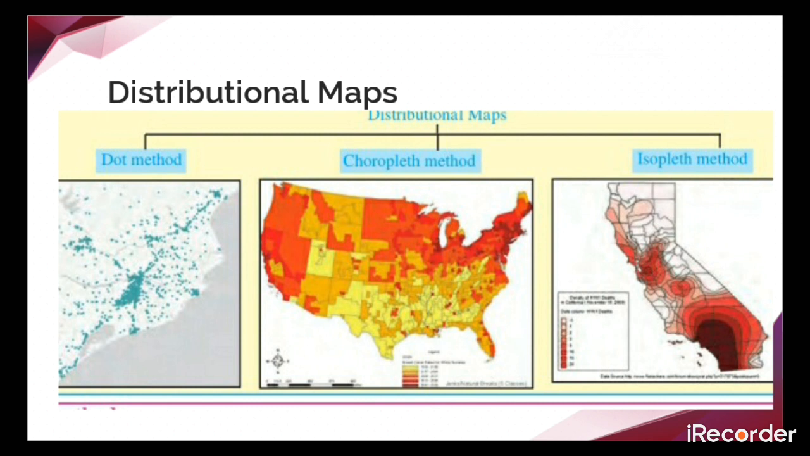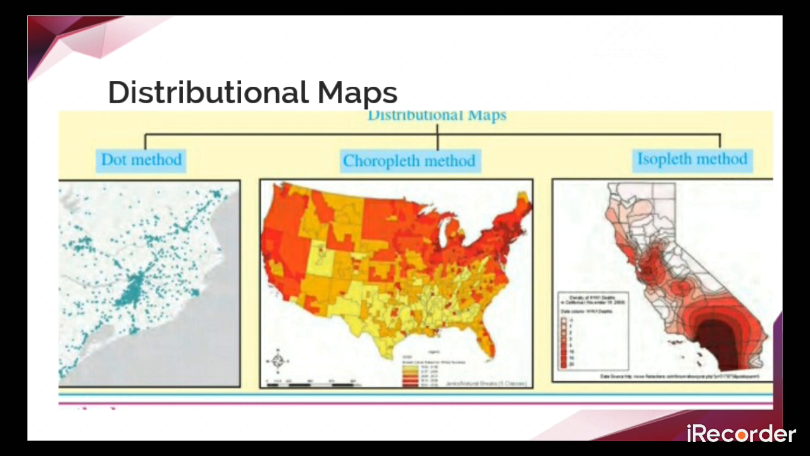Now let us study the first method, that is the dot method. The word dot itself suggests it is a dot. The dot map is prepared using statistical data. While preparing dot maps, only data gathered through counting is used. The way a variable is distributed throughout a region, the dots are used to show its distribution on the map.